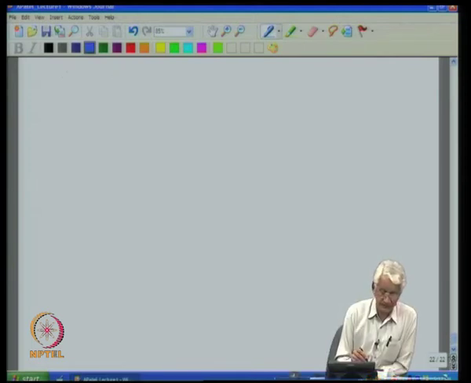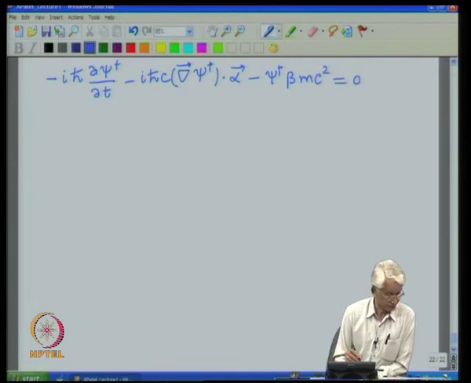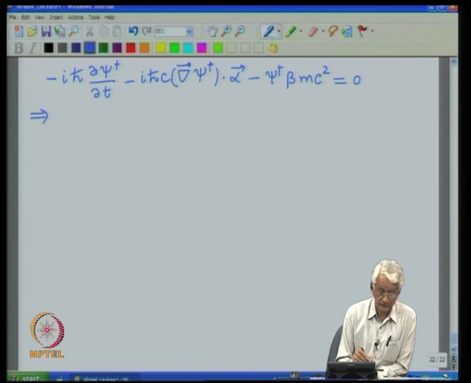So, we can now explicitly see the Hermitian conjugate part of it, which is the time part, the space part, now introducing the bar notation.